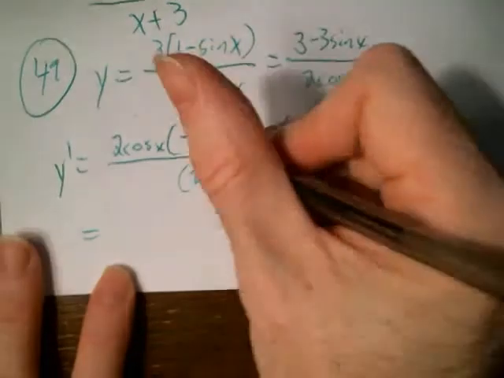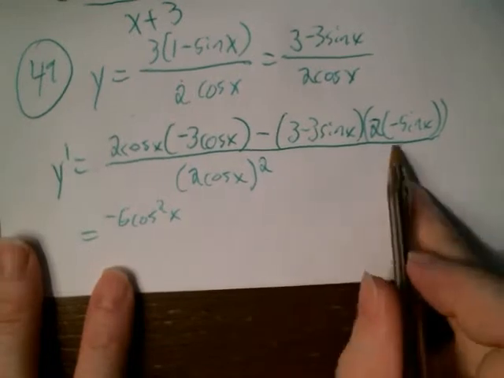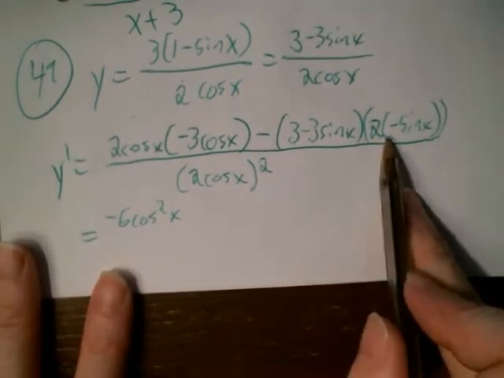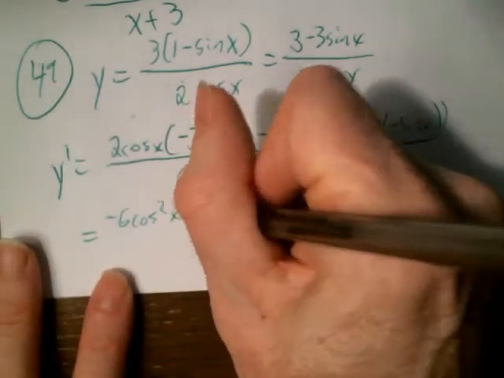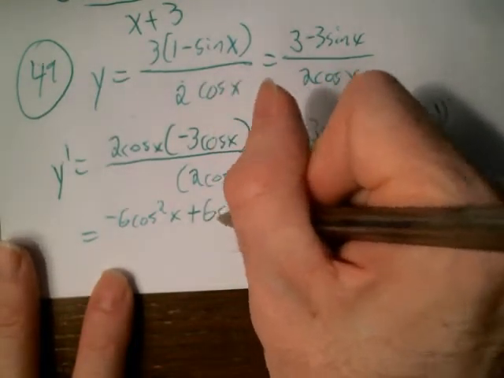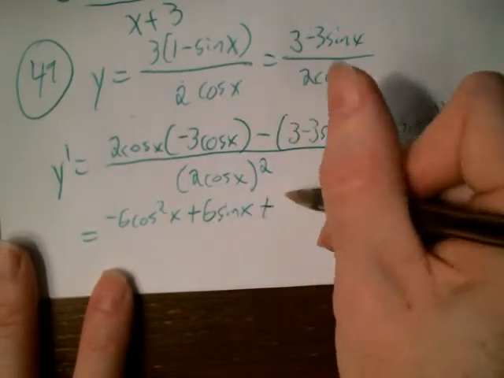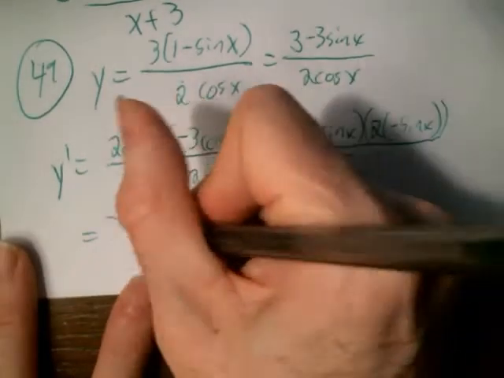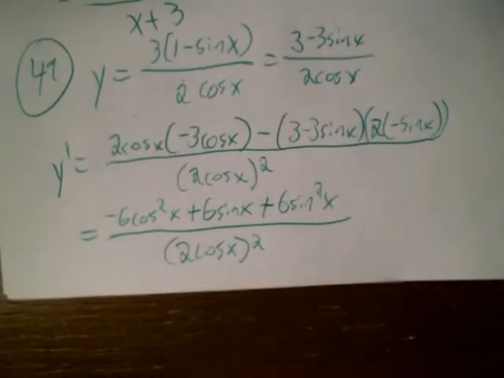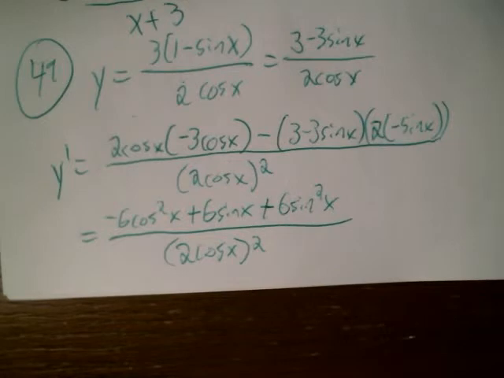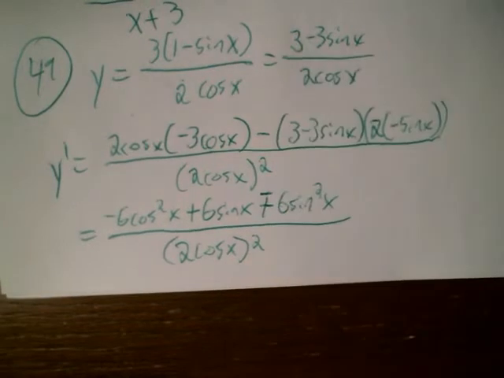Okay, so up top, what do we get? Negative 6 cosine squared. And then over here we have a pretty big mess. This negative times this negative here will be positive 2 sine x. 2 sine x times 3 is 6 sine x. 2 sine x times 3 sine x is 6 sine squared x. And then that'll be all over 2 cosine x squared. Did I screw up the signs here? Yeah, this would be minus, so this would, sorry, this would be minus 6 sine squared.